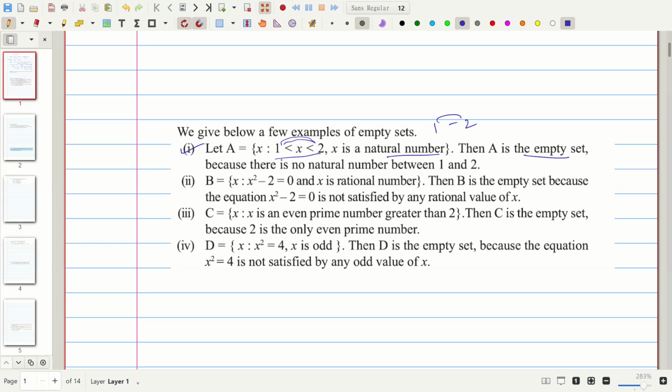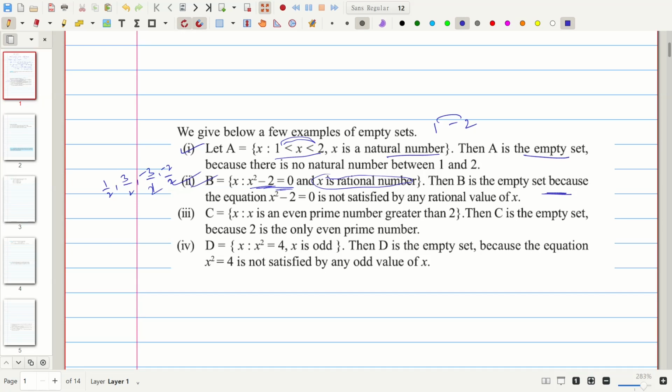Okay, and in example 2, here the equation is x squared minus 2 equals 0 and x is a rational number. If you put the value of x, then this equation has to be satisfied. But here it will not be satisfied, because a rational number is in the form of a ratio like 1 by 2, 3 by 2, minus 3 by 1 or minus 2 by 2. So there is no rational number which satisfies this equation. Okay, therefore it is an empty set.